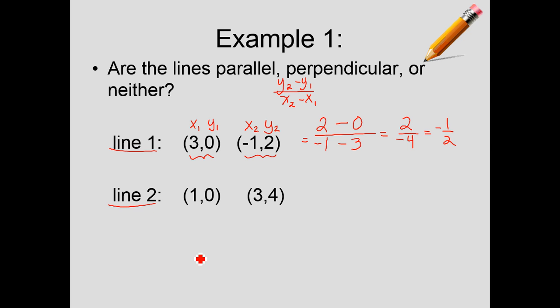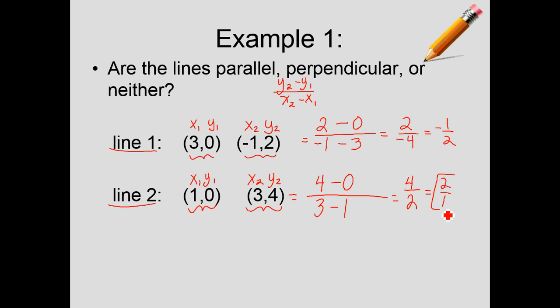Okay, now let's look at line number 2. Same idea, 2 points, x1, y1, x2, y2. I'm just going to label those so that it makes plugging into that formula a little bit easier. And now we'll follow the formula y2, y from the second point, minus y from the first point, over x from the second point, minus x from the first point. And we'll go ahead and calculate those two values. 4 minus 0 is 4. 3 minus 1 is 2. And if I reduce that, 4 divided by 2 is 2 over 1, or just 2. So this is the slope of the second line.